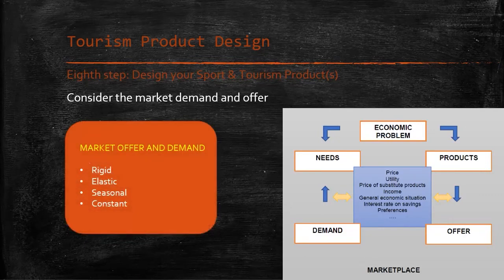8th step. Design your sport and tourism products. Consider the market demand and offer. Consider that the market demand can be rigid, does not undergo significant changes, and refers to a product considered indispensable; elastic, varies significantly due to external factors; fashion, seasonal, occurs only in a certain period of the year; constant, occurs throughout the year. Consider also that the market offer can be rigid, when production is characterized by fixed investments, such as hotel offer, bathing establishment; elastic, when production is characterized by variable investments, such as agency services, carriers; seasonal, occurs only in a certain period of the year in relation to the demand; constant, occurs throughout the year in relation to the demand.